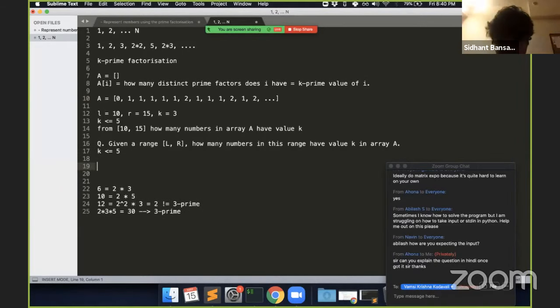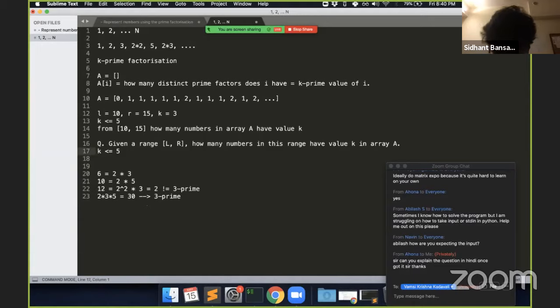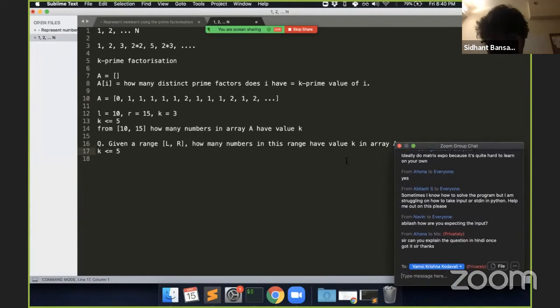Now, having read this question, what are the hints? There are no updates in this question. So don't think anything complex. Don't think segment trees, because there are no updates. If the question has updates, only then think segment trees. If the question doesn't have updates, it probably has a simple solution.